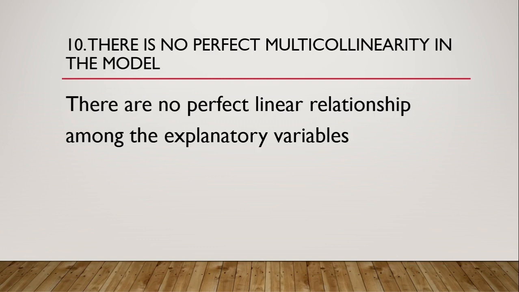If there is a perfect linear relationship among the explanatory variables, we say that there is perfect multicollinearity in the model. Multicollinearity refers to a situation where there is a linear relationship between the explanatory variables. When there is perfect multicollinearity, there is a perfect linear relationship among the explanatory variables. So the classical linear regression model assumes that there is no perfect linear relationship among the explanatory variables.